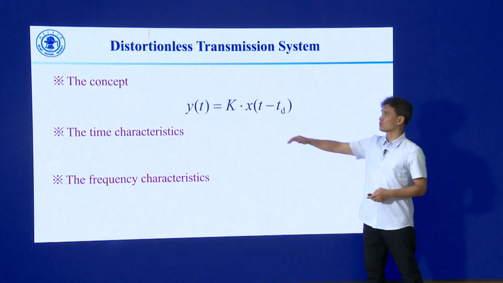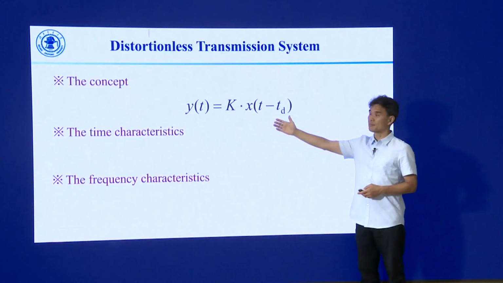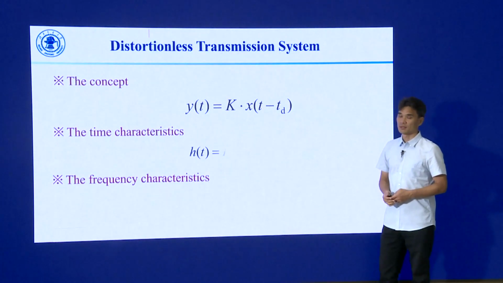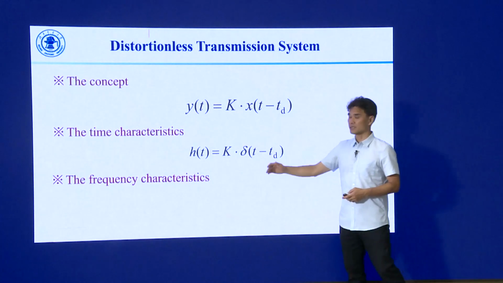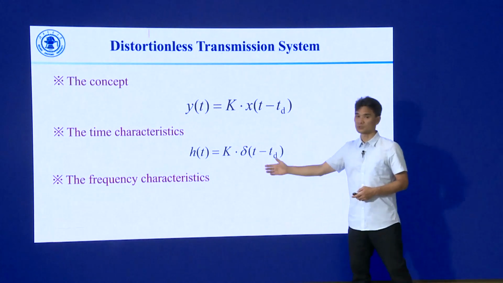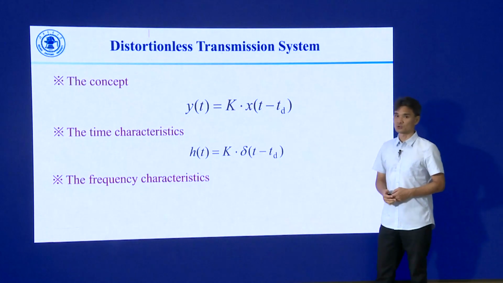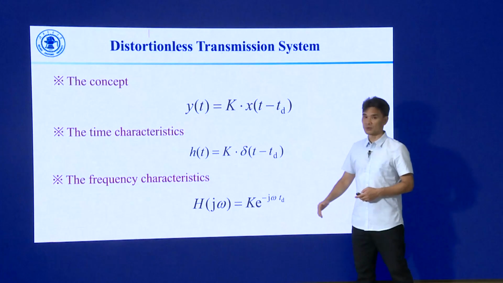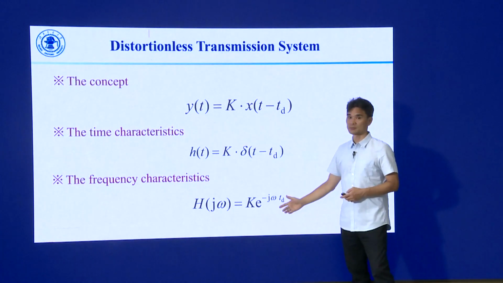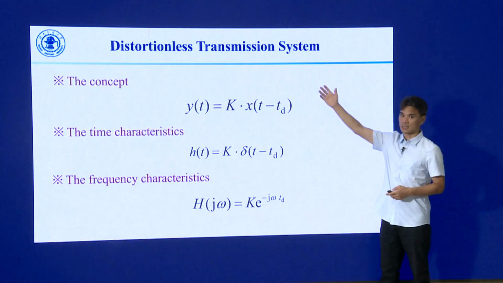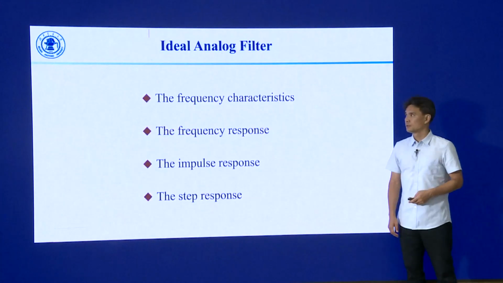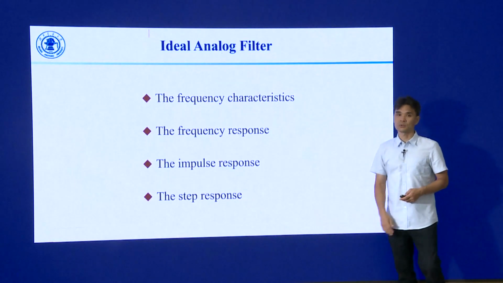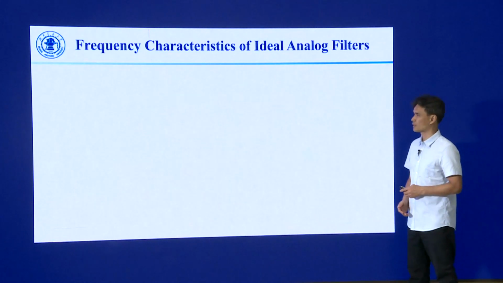So the distortionless transmission system can be described using this relationship. In the time domain, we can use this impulse response to describe the distortionless transmission system. And equivalently, in the frequency domain, we can use this frequency response to describe the same type of systems. Next, we're going to introduce some characteristics of ideal analog filters.